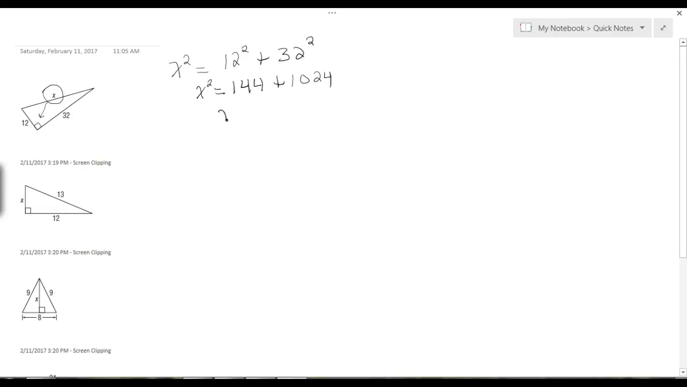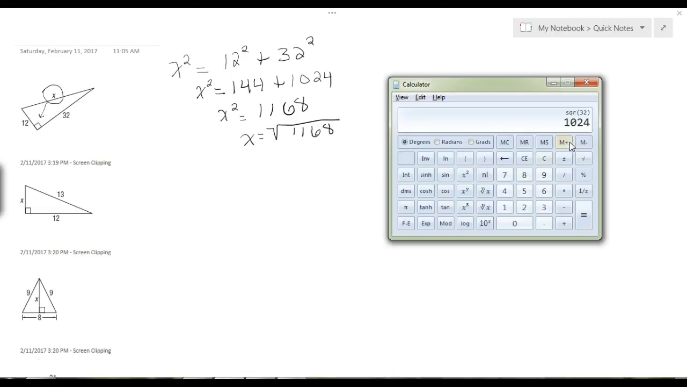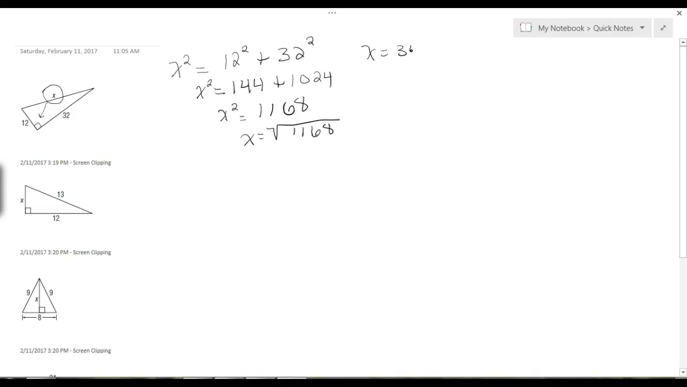1024. So x squared equals 1168. So let's find out what the square root of that is. So I'll go back to my calculator. I'll go ahead and add my 144. And the square root of that is 34.17. So I'm going to round to the nearest tenth. So I'm going to take that as 34.2. So I'll go ahead and write that down. X equals 34.2.